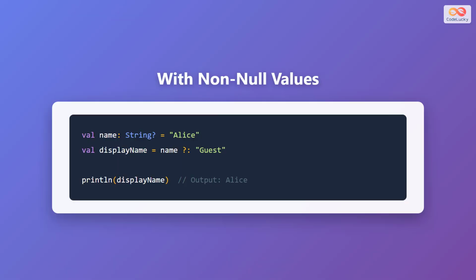Now let's see what happens when the value is not null. In this example, name is assigned the string "Alice". We use the same Elvis operator syntax with "guest" as the default. But since name is not null, the Elvis operator returns the actual value, which is "Alice". When we print displayName, the output is "Alice". The default value "guest" is simply ignored because it wasn't needed.